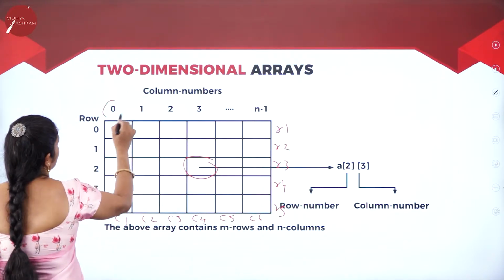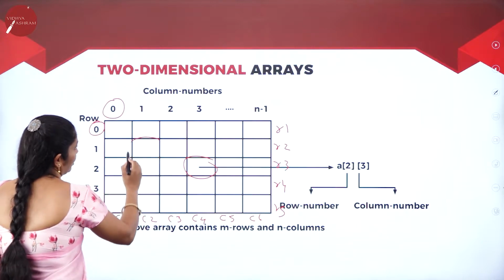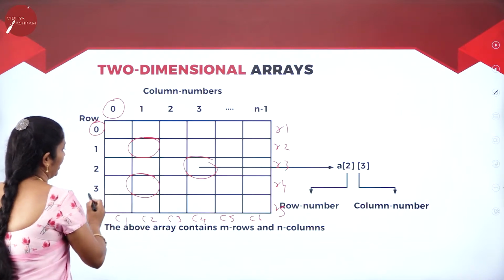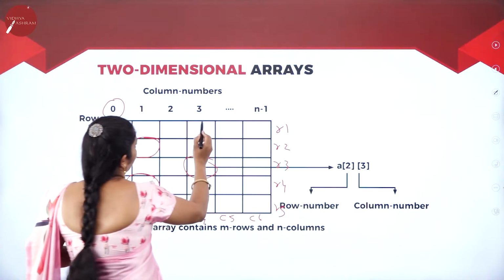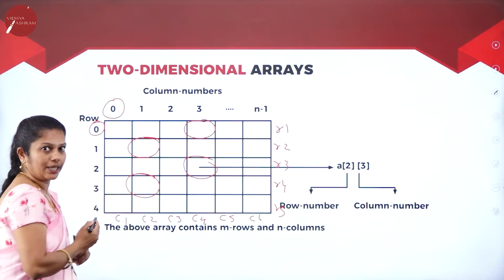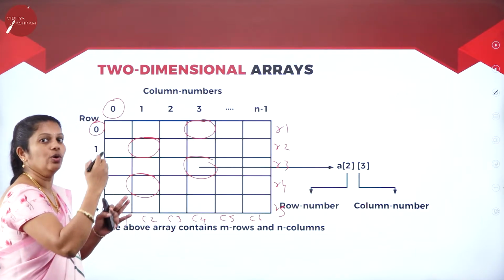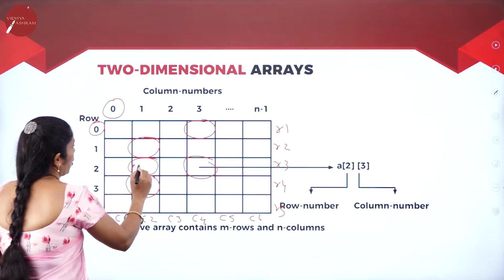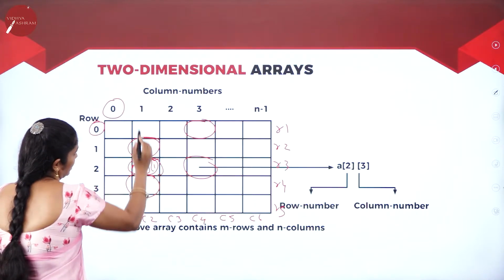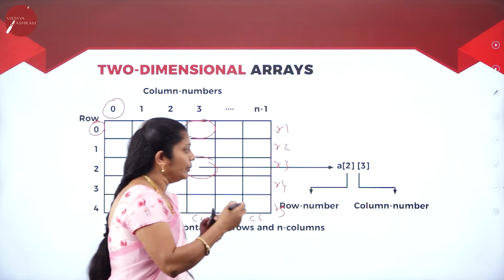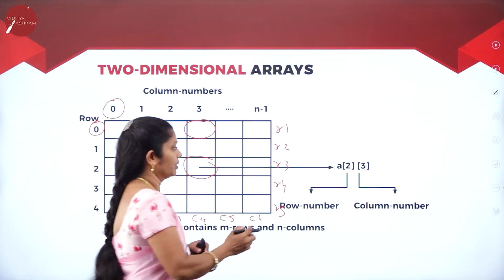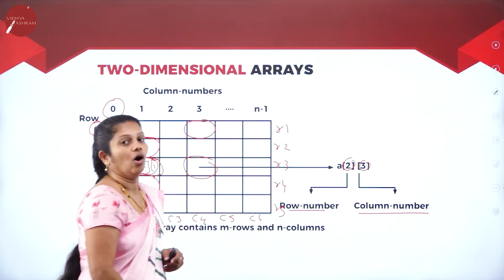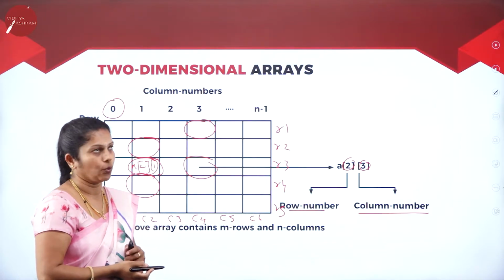But when we come to the position, it starts from 0. For example, if I want to access this element, then a[1][1]. If I want to access this element, a[3][1]. If I want to access this element, a[0][3]. That means the index always starts from 0 and then ends with n minus 1. For example, if I want to access this element, then a[2] as the row and the column is 1. Like this, we can represent the rows as well as columns. The first one represents the rows and the second one represents the columns here. It always starts from position 0.